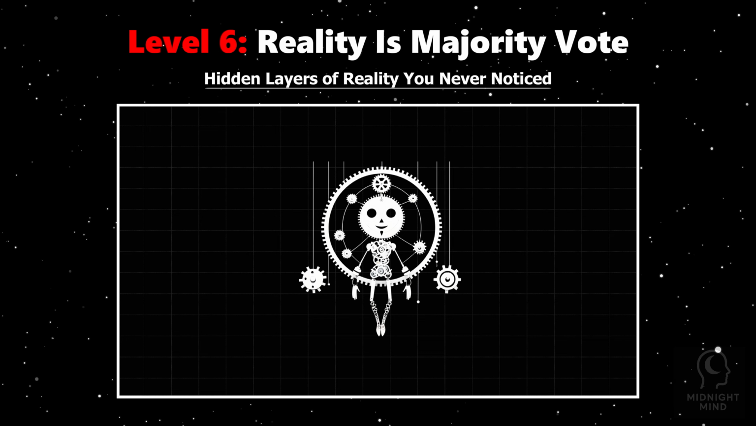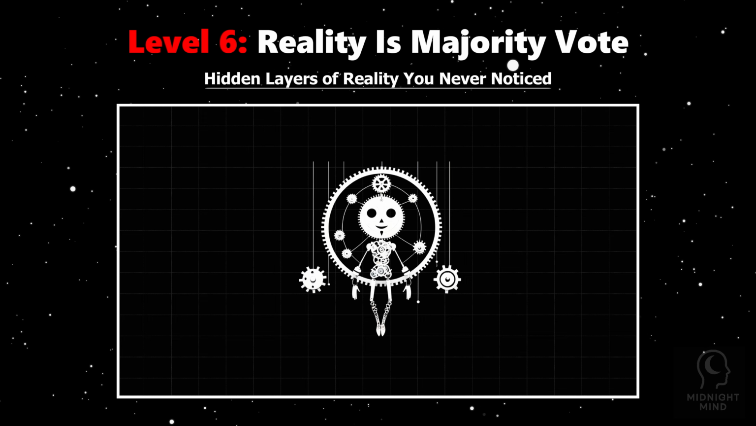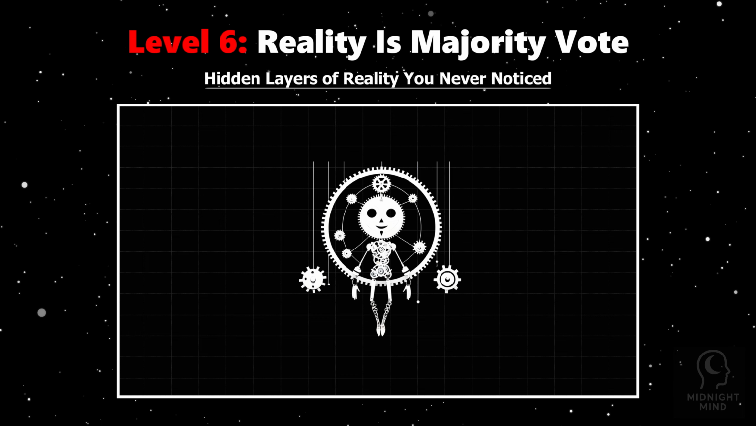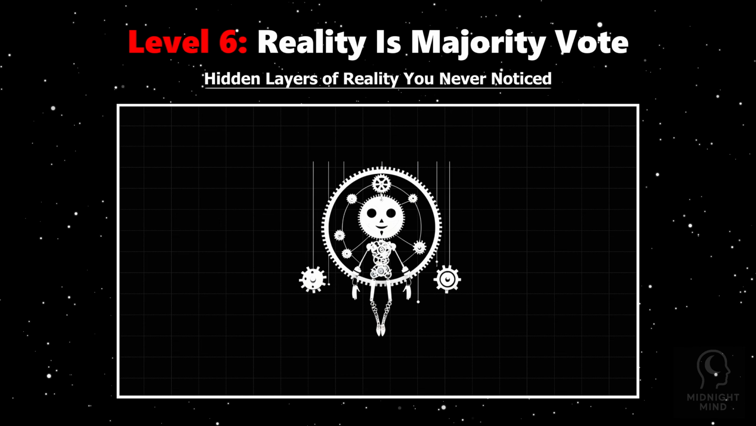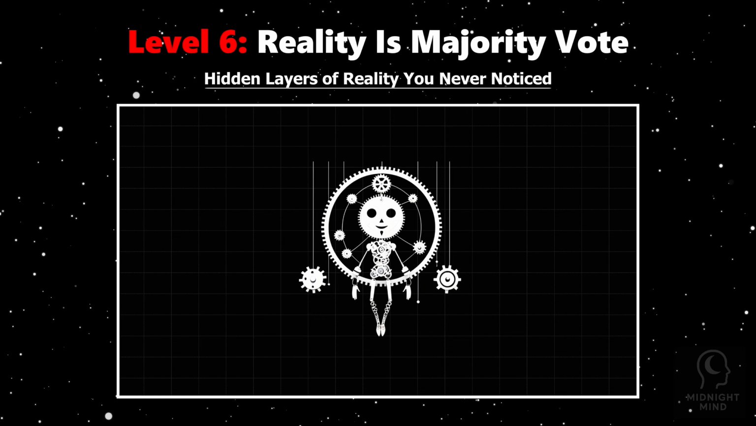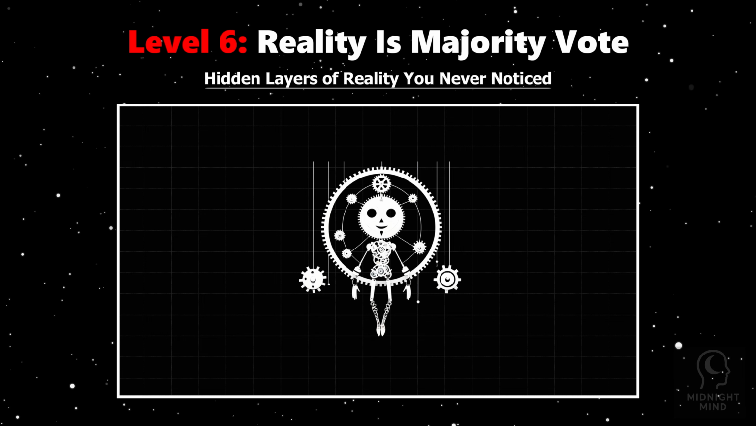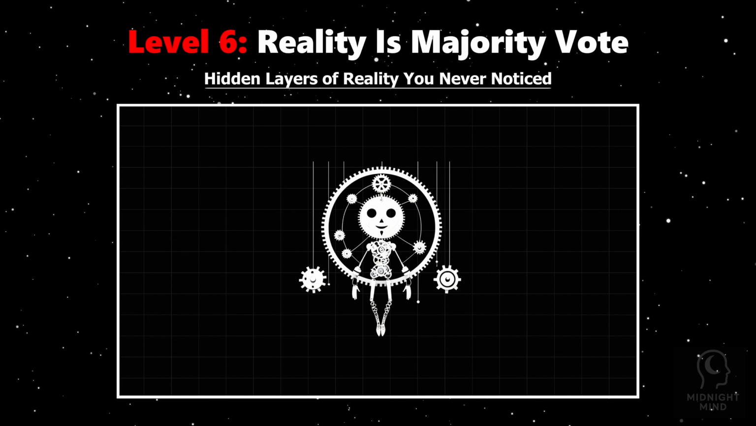Take social realities. Money, laws, social norms. None of these exist independently in nature. They survive only because society agrees to treat them as true and unchangeable. The color of money, the power of a government, the value of an idea, all are collective constructs sustained by belief, reinforced daily through shared actions.